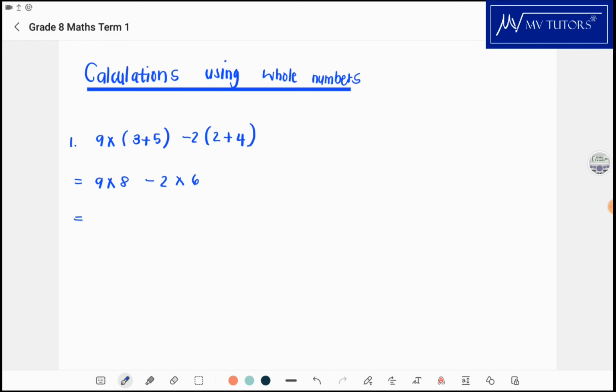This is where now you need your multiplication tables. You should know. If you don't, please go and practice and memorize your multiplication tables up until 12. That should be fine. So 9 times 8, that is 72. Okay, and we are subtracting 2 times 6, that is 12. 72 minus 12, that should give us 60.